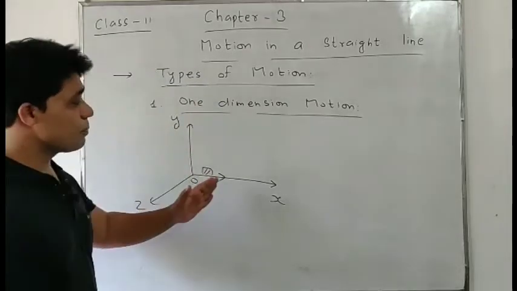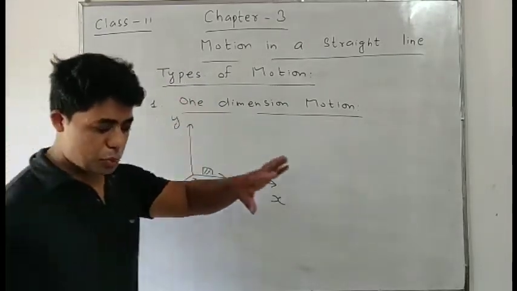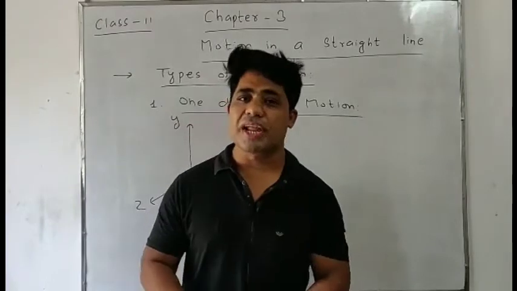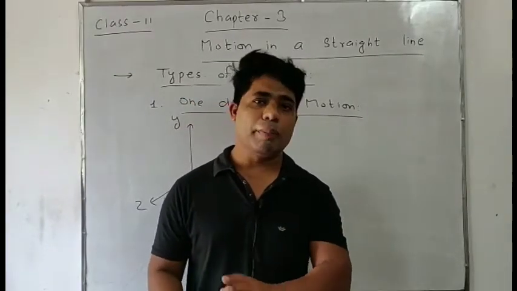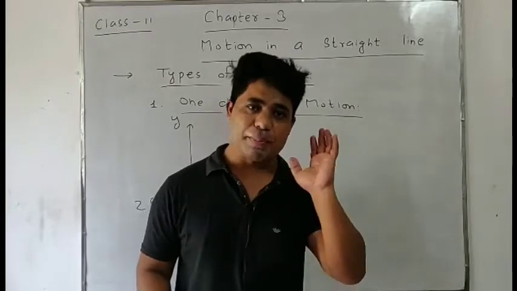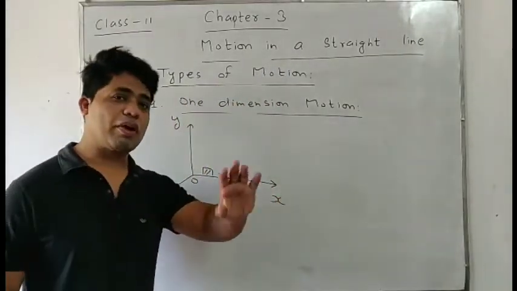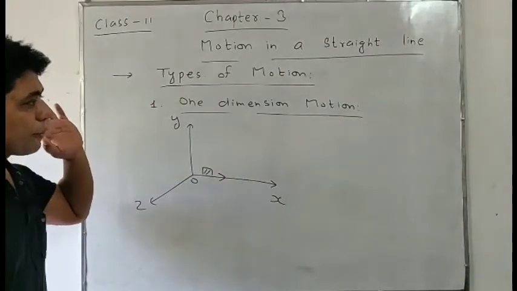When we walk or run, these are examples of one-dimensional motion because we execute motion along a single axis. So when an object executes motion along any one single axis, that is said to be one-dimensional motion. A simple example is a man walking on a road. Either the motion of a train on tracks, that is called one dimension.